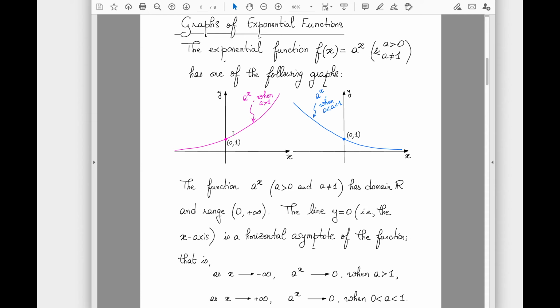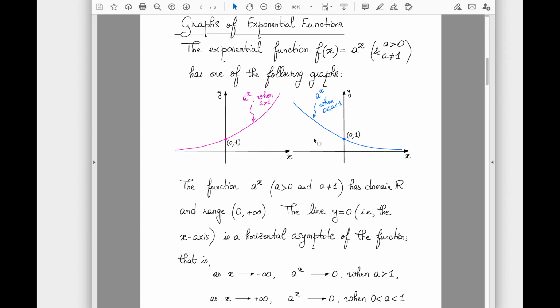So when a is bigger than 1, we used to have this trend for a to the x, and when a is between 0 and 1, the blue trend is the graph, right? In both cases, we can see that the function is continuously monotonic, in the sense that one side is continuously increasing and the other side is continuously decreasing, correct? And as such, the pink and the blue both pass the horizontal line test, correct?